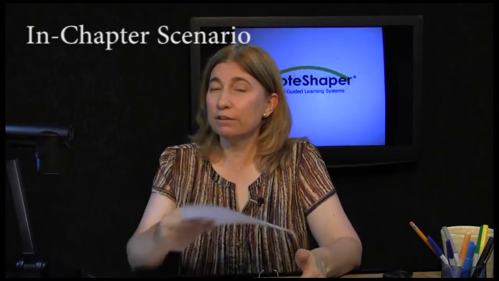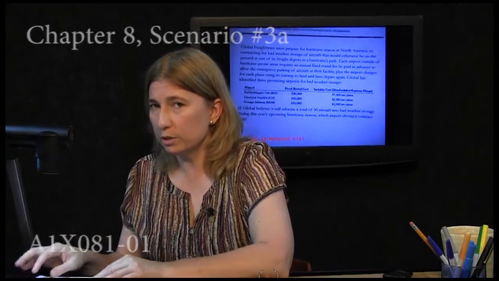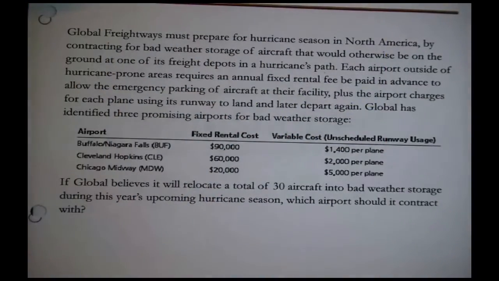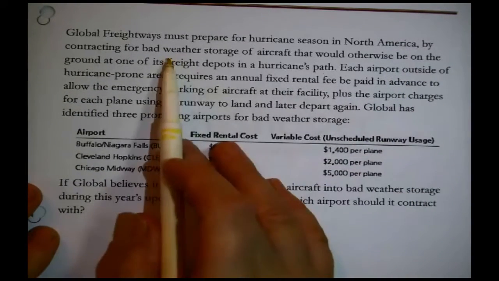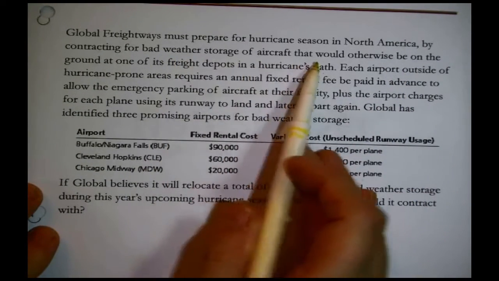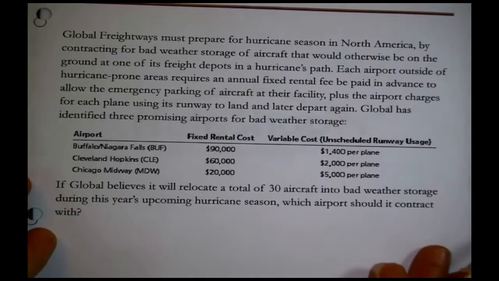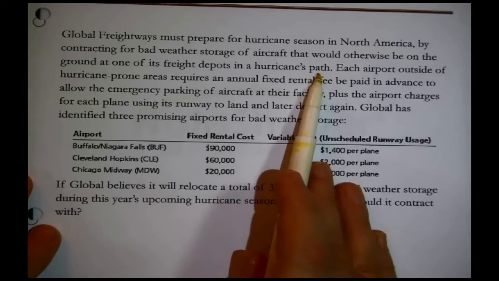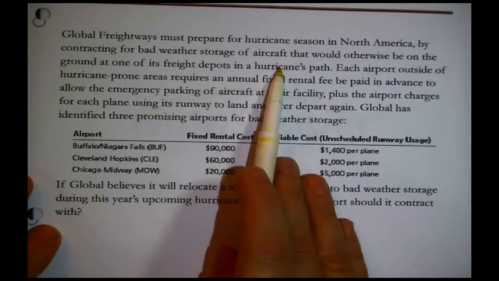Cost volume analysis is pretty easy if you happen to know the volume of the future facility you're trying to locate. You can see that in this scenario. Global Freightways must prepare for hurricane season in North America by contracting for bad weather storage of aircraft that would otherwise be on the ground at one of its freight depots in the hurricane's path. Okay, so we're trying to pick a place for bad weather storage.